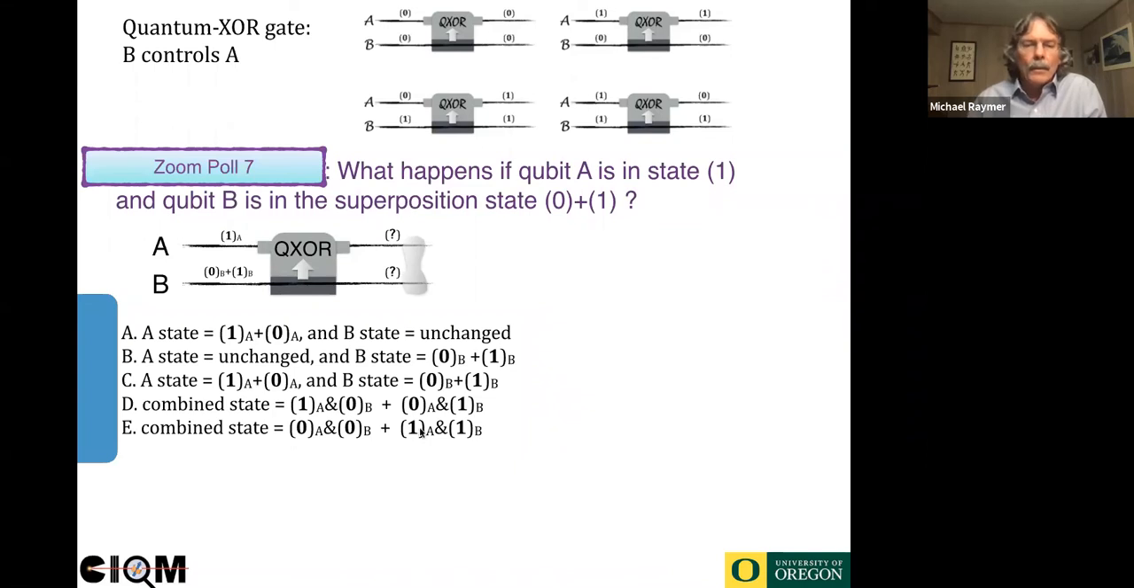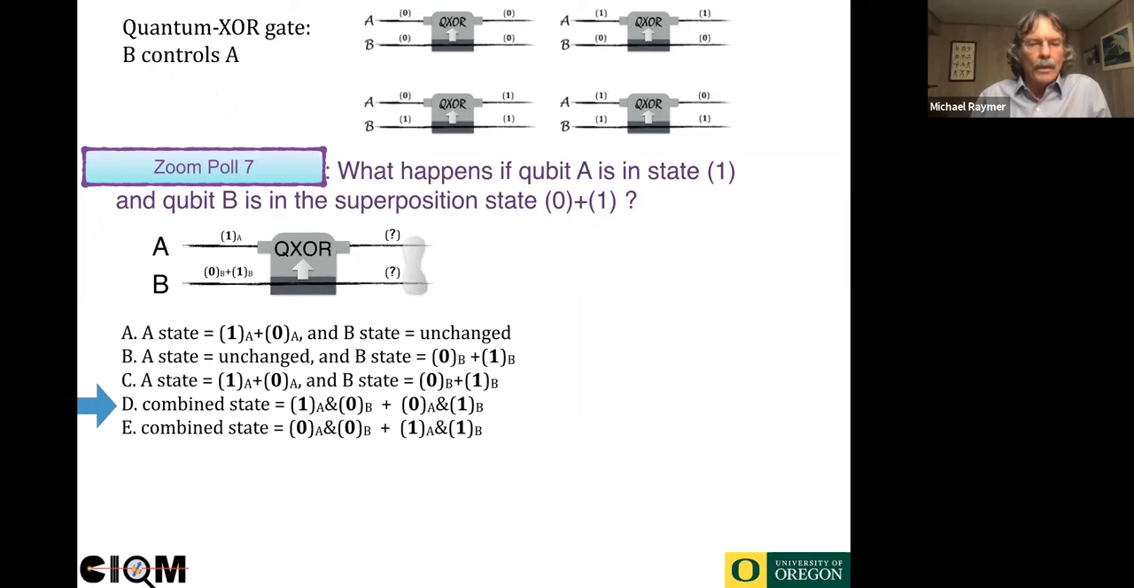Three people said D, which is correct. Now, it can't be C because that would represent a non-entangled state, because I can say the A state is 1 plus 0 and the B state is 0 plus 1. That is not an entangled state because I can write it as a state for A and a state for B. Whereas D is correct because it's an entangled state. Now, the only trick is, is it E or is it D? Well, it is D because if you look at the component 1A, 0B, that component has a zero for the B, so the A is not changed.